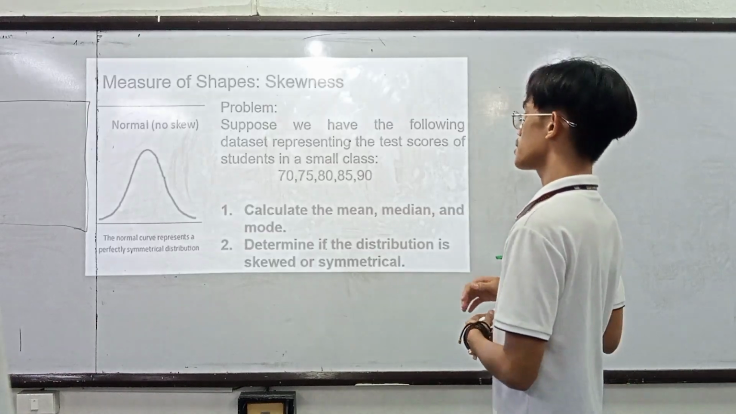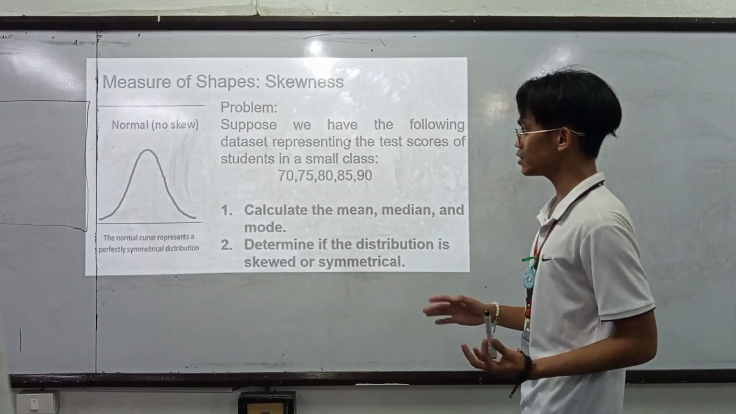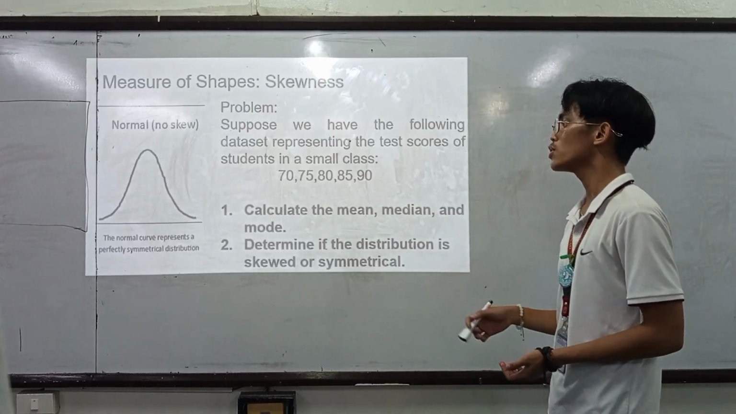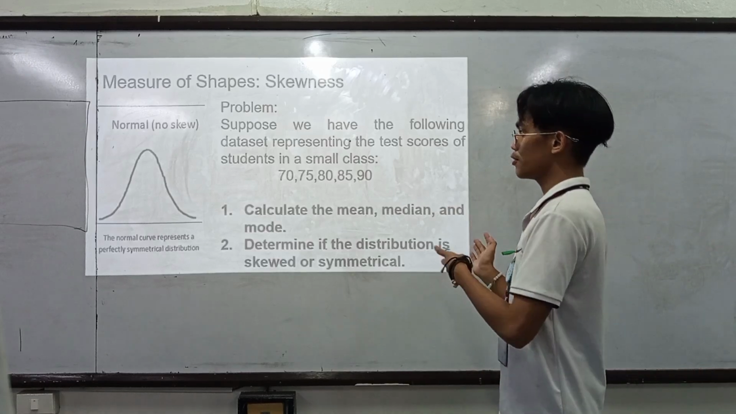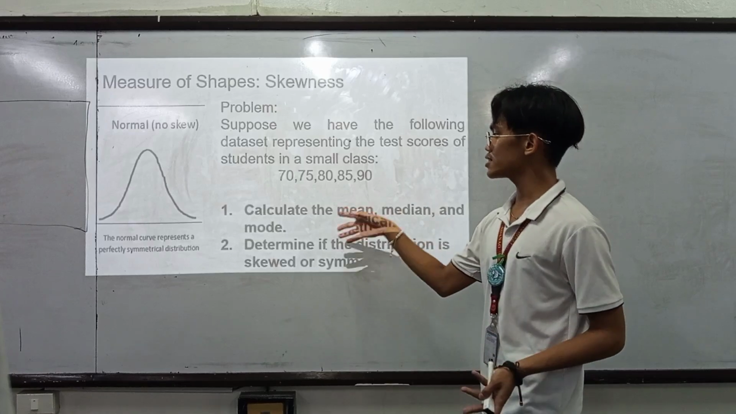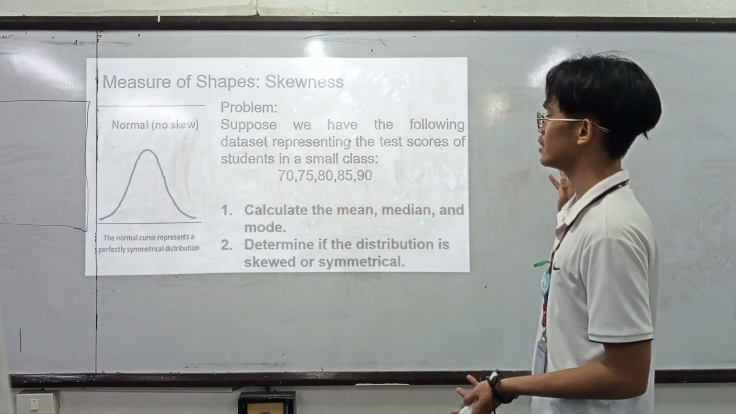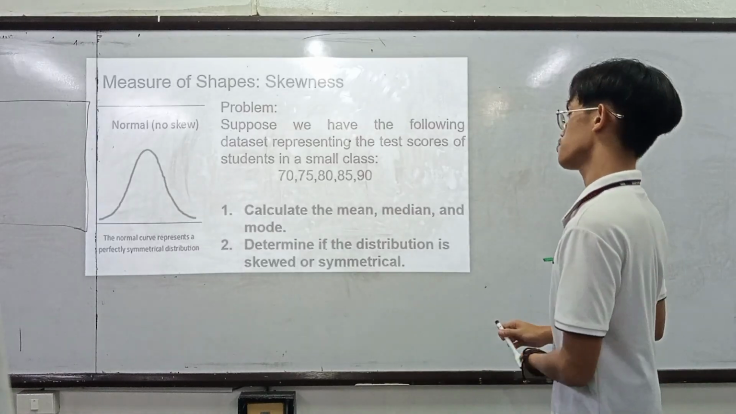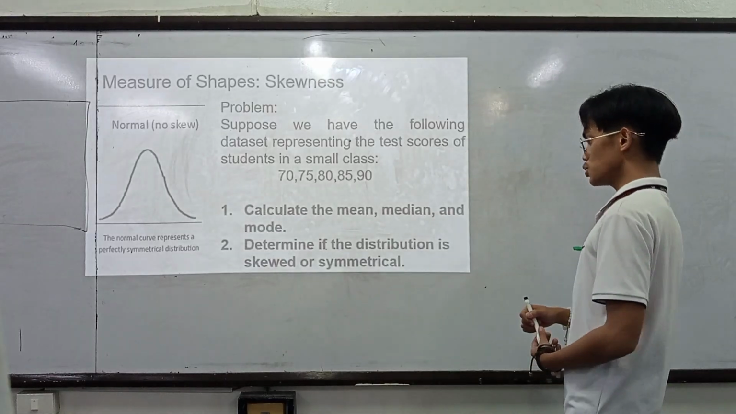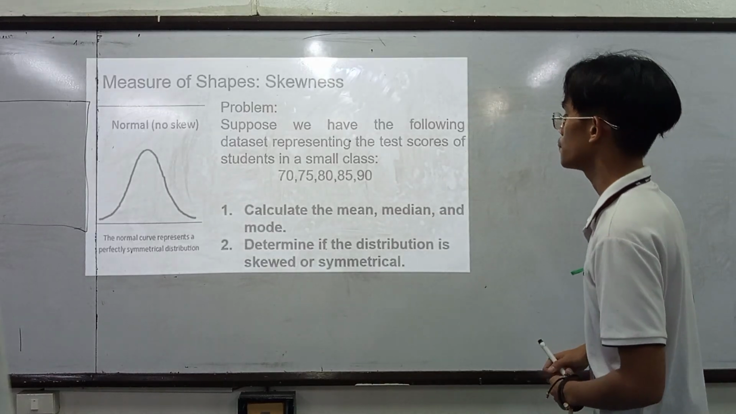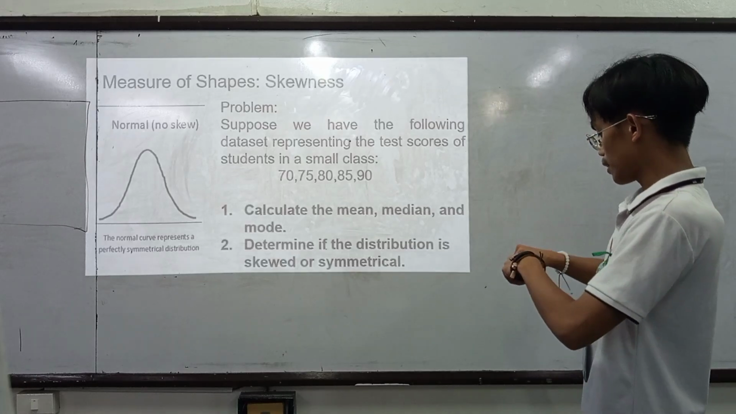Now, the problem is, suppose we have the following data set representing the test scores of students in a small class. We have the data set of 70, 75, 80, 85, and 90. 1. Calculate the mean, median, and mode. 2. Determine if the distribution is skewed or symmetrical.